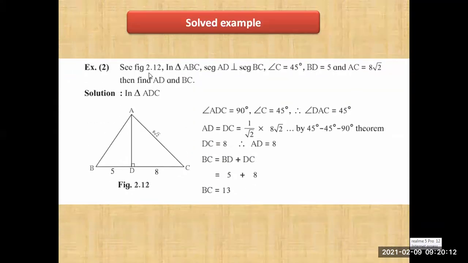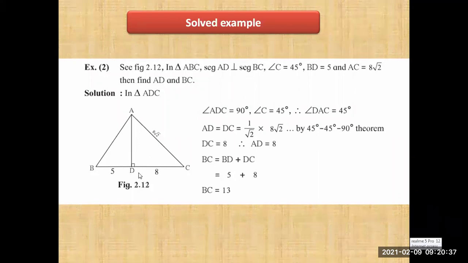See, the figure is given in triangle ABC. This AD is perpendicular to BC. Okay. AD is the altitude which is perpendicular on side BC. Angle D is 90 degree. Angle C is 45 degree. BD is 5. AC is 8 root 2. Find AD and BC. So simple.